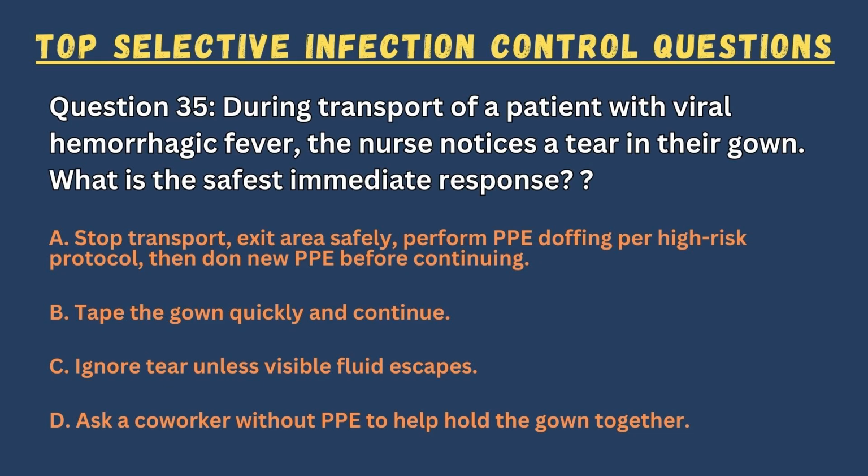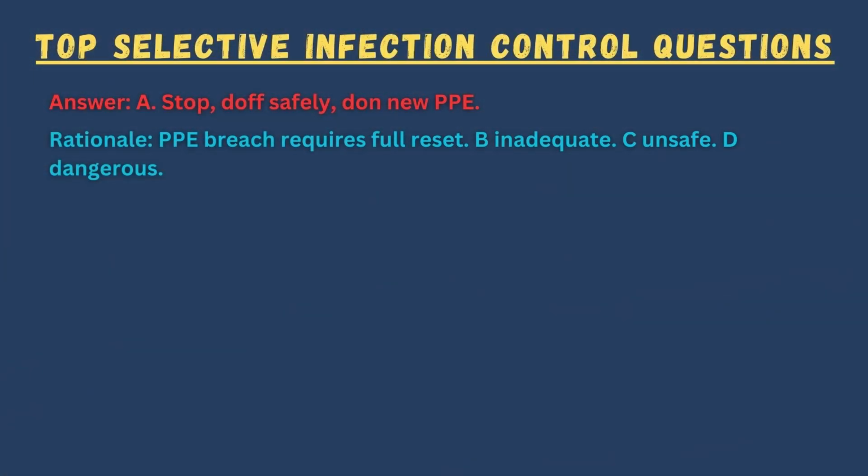A. Stop transport, exit area safely. Perform PPE doffing per high-risk protocol. Then don new PPE before continuing. B. Tape the gown quickly and continue. C. Ignore tear unless visible fluid escapes. D. Ask a coworker without PPE to help hold the gown together. Answer. A. Stop, doff safely, don new PPE.